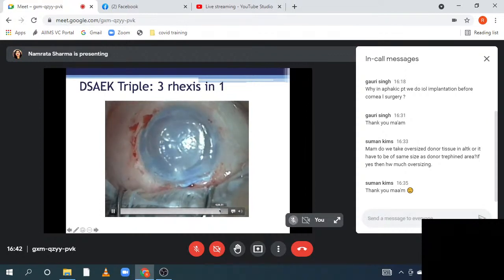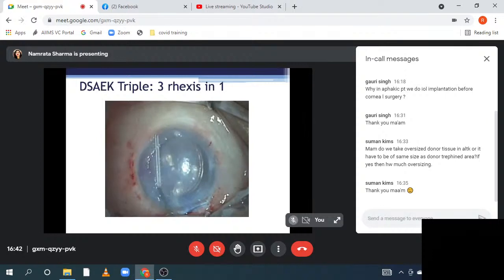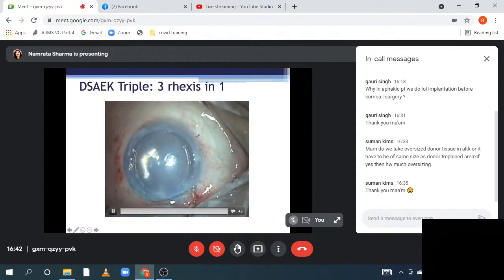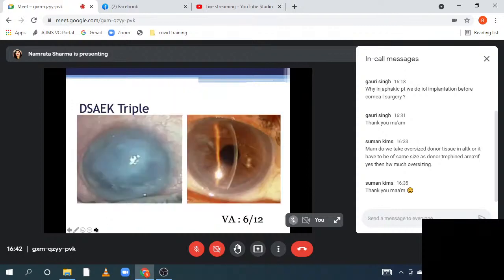Then an air bubble is instilled so that the DSEK graft gets stuck to the back of the cornea. Air has been used for tamponade by the retinal surgeons, so it is now being used by the anterior segment surgeons to tamponade the graft. And these corneas are quite clear, and this is a case for which DSEK triple was done. The visual acuity is 6/12. There are no sutures at all, and there's hardly any astigmatism.